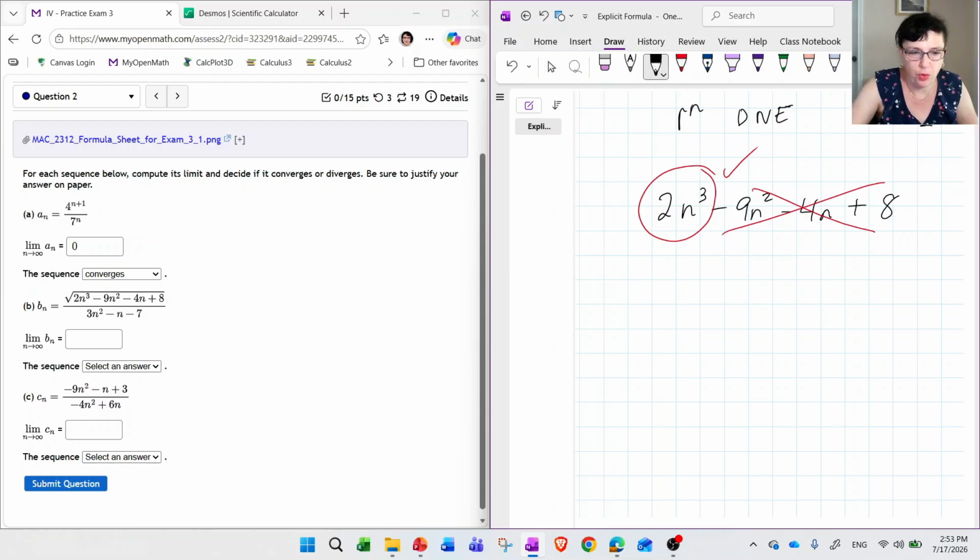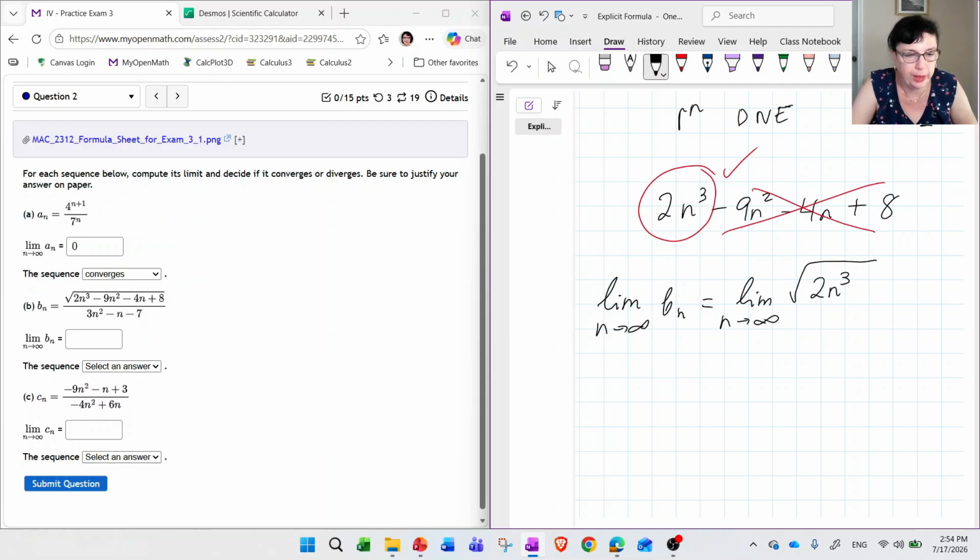So the limit of my sequence Bn, limit as n approaches infinity of Bn, is equal to the limit. On the top, I'm only keeping the highest power term, which is 2n cubed. It is square rooted, so I do have to put the square root, okay? And then on the bottom, I'm going to have that 3n squared. And all the other terms make no difference. It's like a million compared to a dollar. That dollar is not going to make a difference. Okay, so what do I do next?